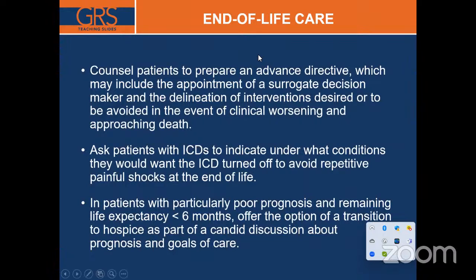End-of-life care. Counsel patients to prepare an advance directive, which may include the appointment of a surrogate decision maker and the delineation of interventions desired or to be avoided in the event of clinical worsening or approaching death. Ask patients with ICDs to indicate under what conditions they would want the ICD turned off to avoid repetitive painful shocks at the end of life. In patients with particularly poor prognosis and remaining life expectancy less than 6 months, offer the option of transition to hospice as part of a candid discussion about prognosis and goals of care.